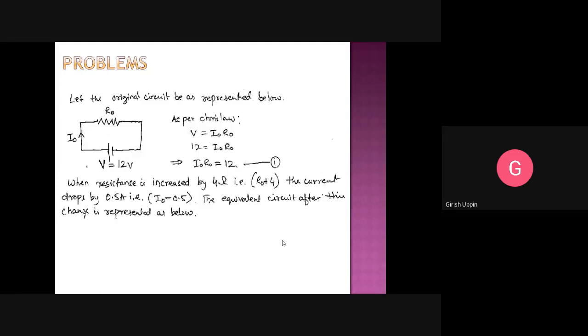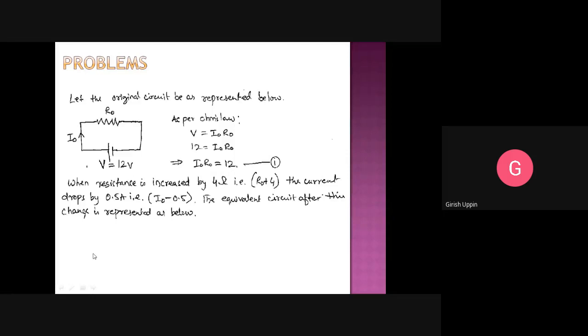Okay. Now this is the original. Here we have said I naught is the original current. When we have a circuit like this applied to 12 volt, I naught is the current that will flow. So if I apply Ohm's law here, what will happen? V is equal to I naught into R naught. We don't know the value of R naught. We don't know the value of I naught. So we have two unknowns. So V is 12, equal to I naught R naught, or I naught into R naught is equal to 12. That is the first equation.